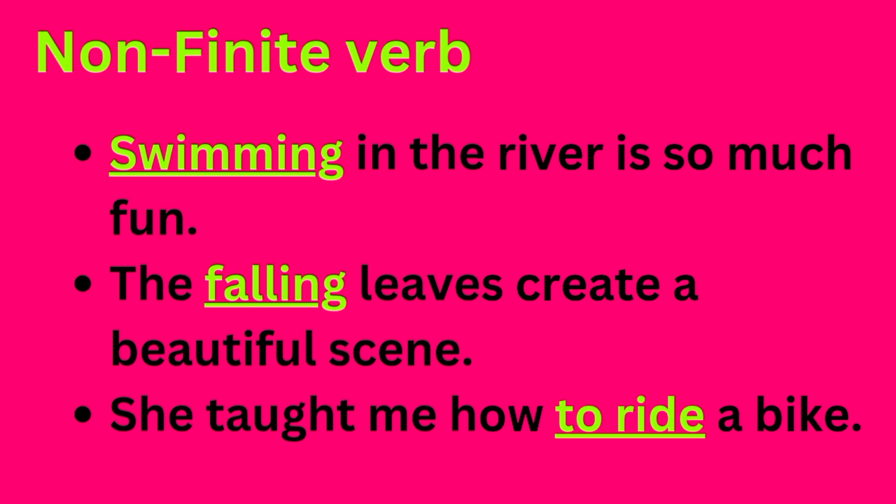For example, swimming in the river is so much fun. The falling leaves create a beautiful scene. She taught me how to ride a bike. In the first example, swimming is used as a gerund. In the second example, falling is a present participle. And in the third example, to ride is an infinitive.